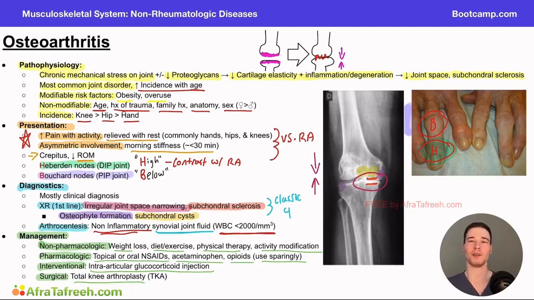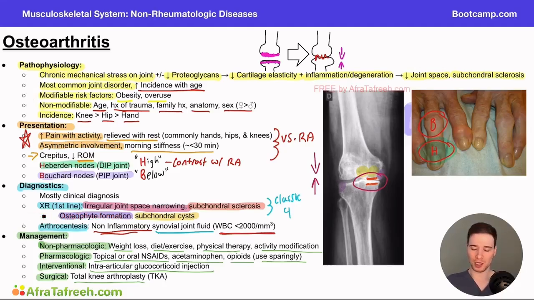Osteoarthritis is super high yield, very common in patients. It is a disease that results from chronic mechanical stress to the joint, leading to decreased cartilage elasticity, inflammation, and ultimately joint destruction. That leads to our decreased joint space. It's a very common disorder that has both modifiable and non-modifiable risk factors. The biggest non-modifiable risk factor is simply age.